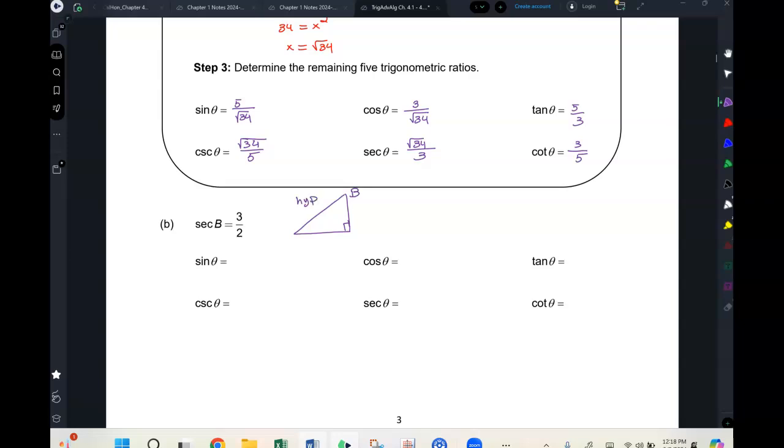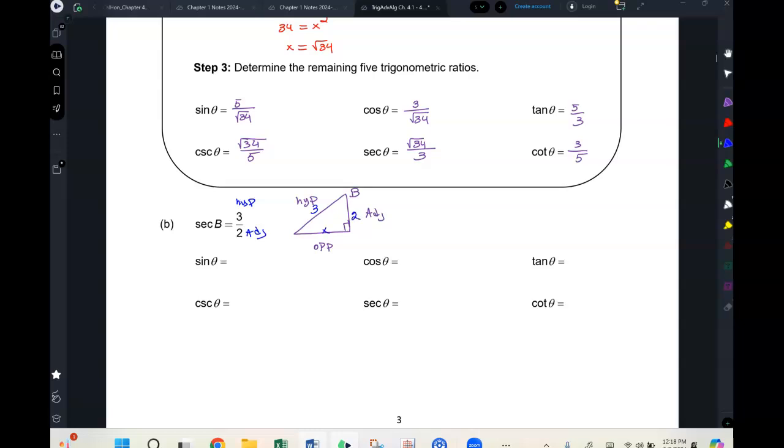Which one is the opposite to B, horizontal or vertical line? The opposite is the horizontal, which means this is the adjacent. Okay, I have secant. So which one is that? Secant goes with what? Sine or cosine? Cosine, which is adjacent over hypotenuse, but it's flipped, right? So it's hypotenuse over adjacent. Okay, what's hypotenuse then? 3, adjacent is 2.